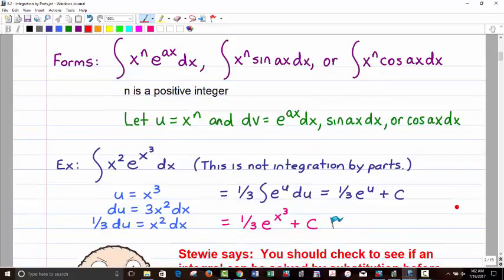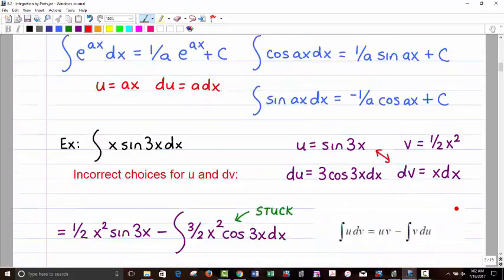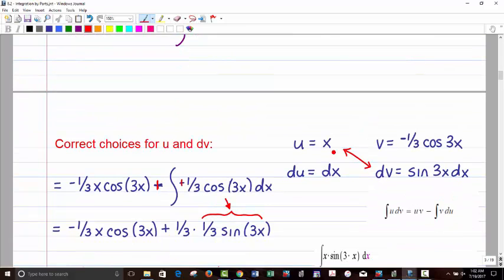So the u has to be the x to the power. So that's why that was wrong, and it turned out being wrong. So you can't just use these interchangeably. That's what I'm getting at, to still get it to work. So this is the correct way to do it.